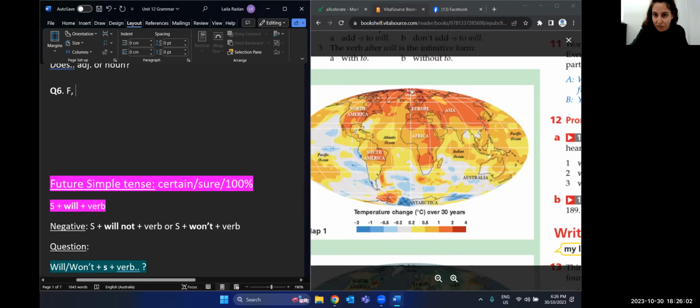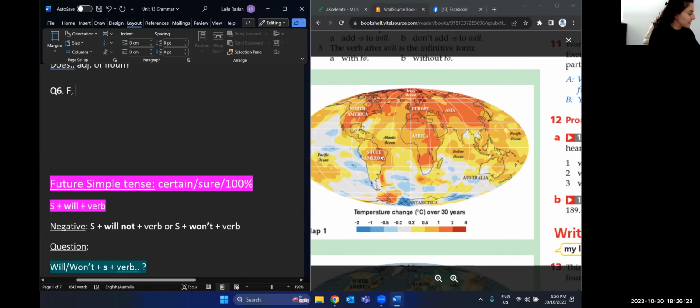I can see the color red. That means it's increased in the last 30 years. In 30 years, the temperature is going up, up, up in the Arctic, which is bad because it means all that snow is melting. So false for the first question.